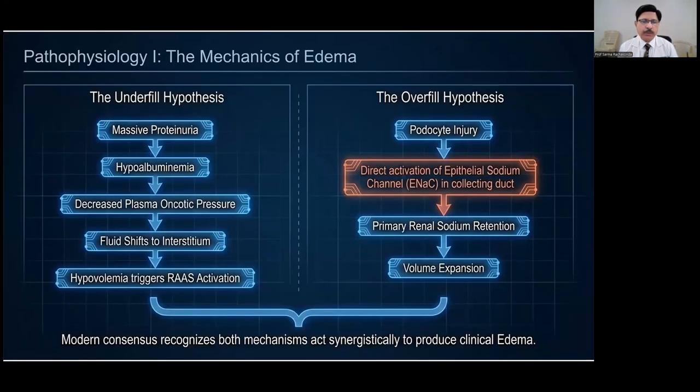Now, underfill hypothesis and overfill hypothesis. Underfill: massive proteinuria, hypoalbuminemia, decreased plasma oncotic pressure, fluid shift into the interstitium, hypovolemia, which triggers RAS activation, sodium and water retention. Overfill hypothesis: podocyte injury, activation of the epithelial sodium channel, ENaC, in the collecting duct, and there is a primary renal sodium retention that leads to volume expansion. Modern consensus recognizes both mechanisms are synergistic and produce clinical edema in a given patient.